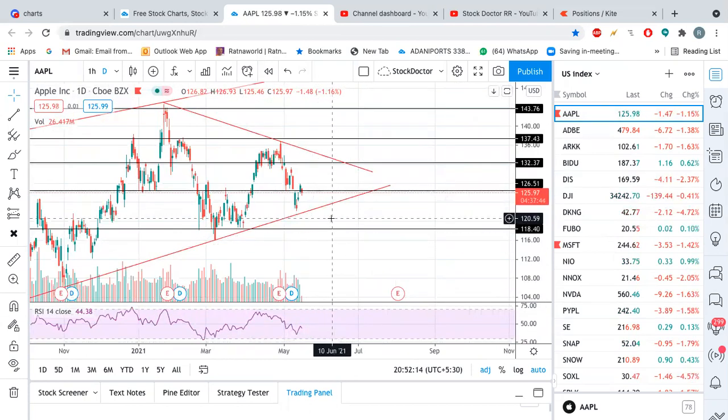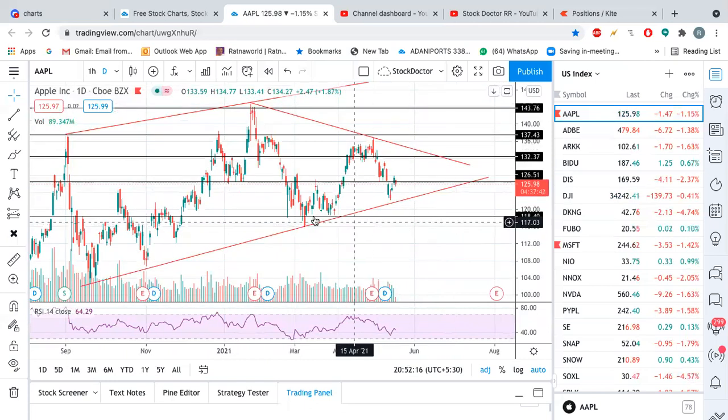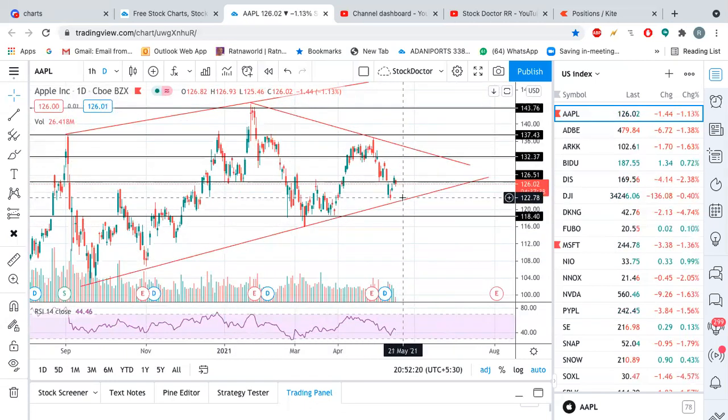So at this point of time, Apple is trading in this channel, right? The channel bottom is somewhere here and the horizontal bottom is at 118. So I will wait until it comes toward 120, 118 levels, and that would be the right time to make an entry in Apple.